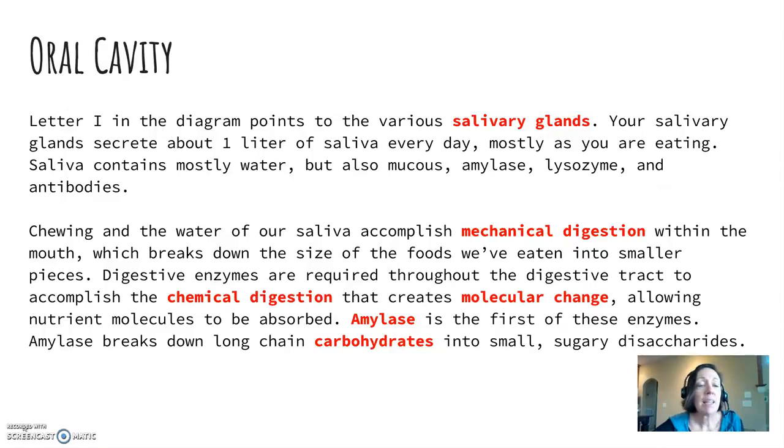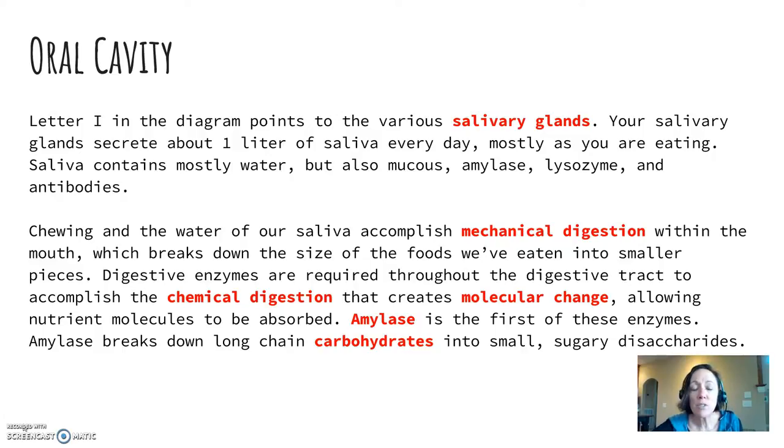Letter I in the diagram points to salivary glands within your mouth. The salivary glands secrete about 1 liter of saliva every day, most of the time while you're eating. Saliva contains mostly water, but there's also mucus to help make your food slippery so it can slide through easier. You also have amylase, lysozyme, and antibodies within your saliva.